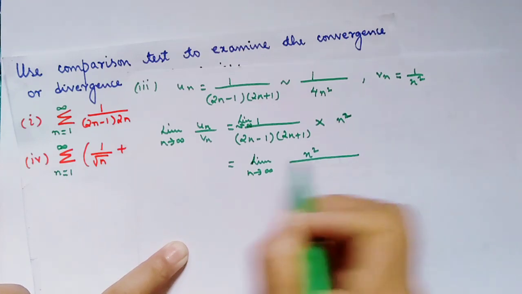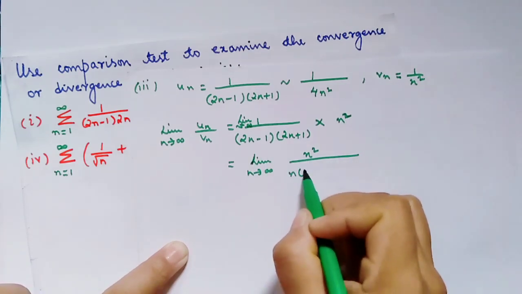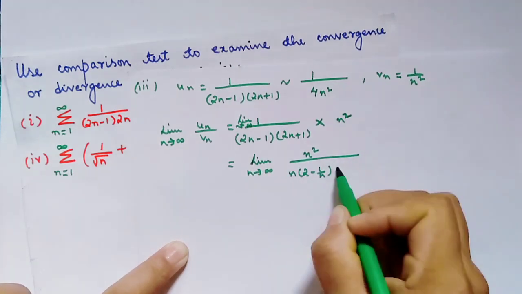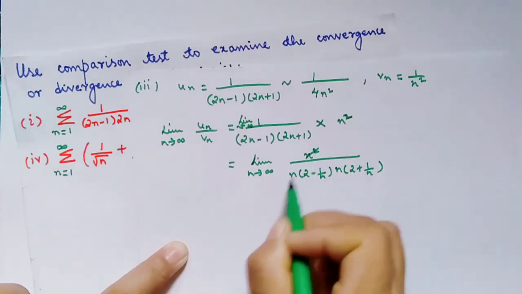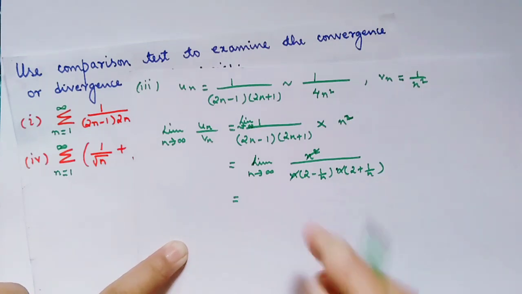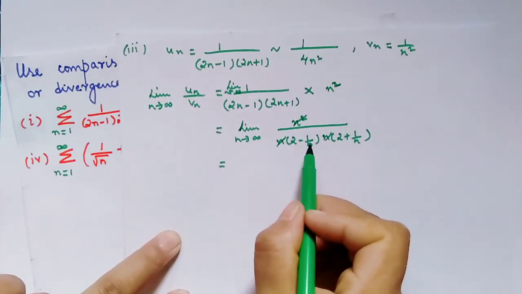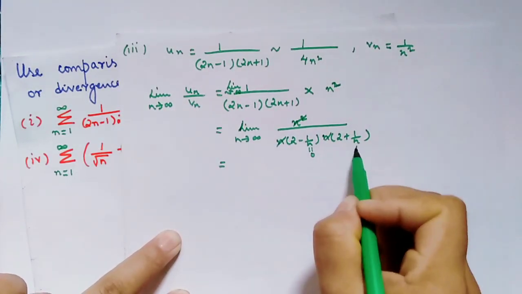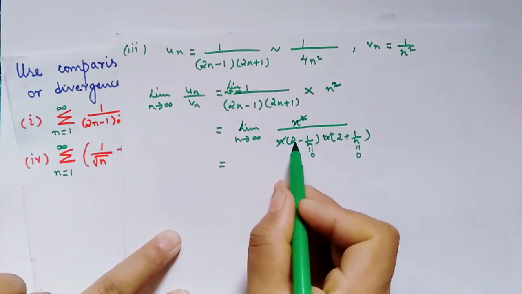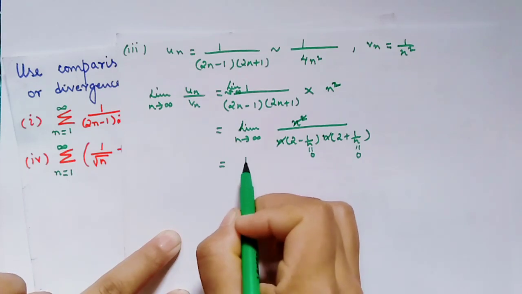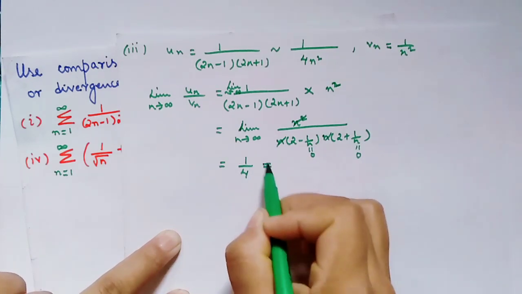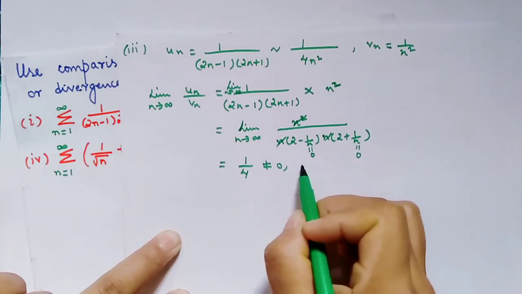From the denominator we take common by n. We have n into (2 minus 1 upon n). Here also n into (2 plus 1 upon n). So n square gets cancelled. Now if we put n by infinity, we get 1 upon infinity, which is 0. So we are left with (2 minus 0) into (2 plus 0), which is 4. So 1 upon 4. This one is not equal to 0 and it is finite.